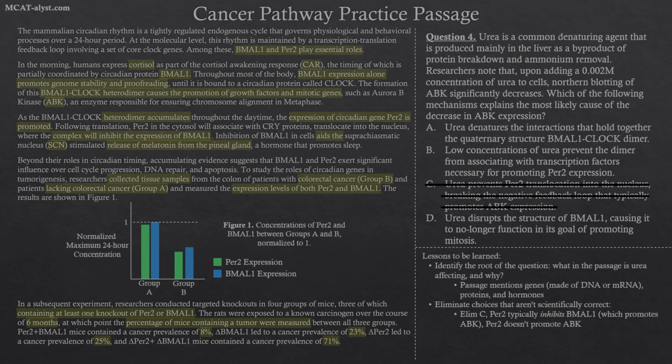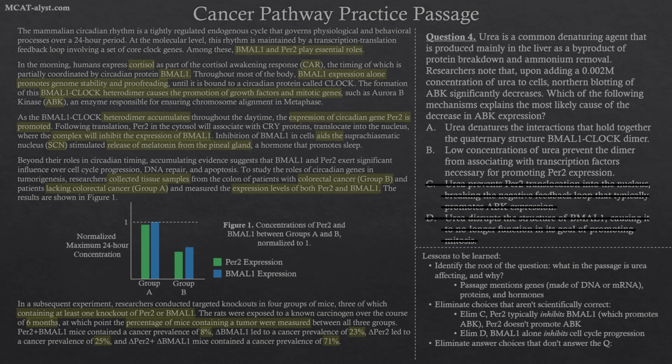Then once CLOCK binds to it, that basically inhibits the whole functioning of BMAL1, allowing cell cycle to continue. So D basically is just misidentifying what BMAL1 is supposed to be doing, so we can get rid of that as well. BMAL1 does not have the goal of promoting mitosis.